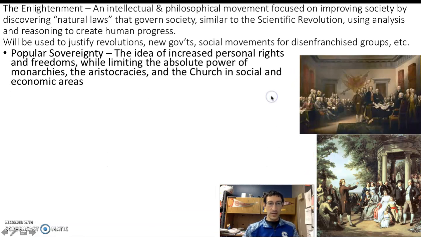One of the major ideas that comes out of this is what we call popular sovereignty. This is the idea of increased personal rights and freedoms, while at the same time limiting the absolute power of the monarchy, limiting the power of the aristocracies and the noble classes, and also the power of the church in social and economic areas. So pretty much going against the idea of divine right government, taking away power and authority of the church, and also attempts to end feudalism throughout much of Europe at this time.